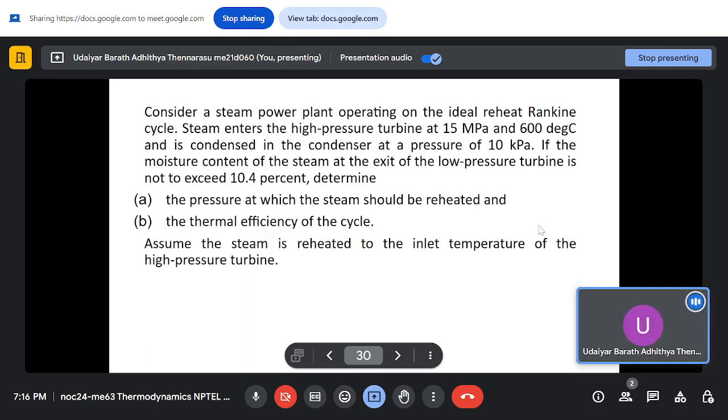If the moisture content of the steam at the exit of the low pressure turbine is not to exceed 10.4%, determine the pressure at which the steam should be reheated and thermal efficiency of the cycle. Assume the steam is reheated to the inlet temperature of the high pressure turbine.